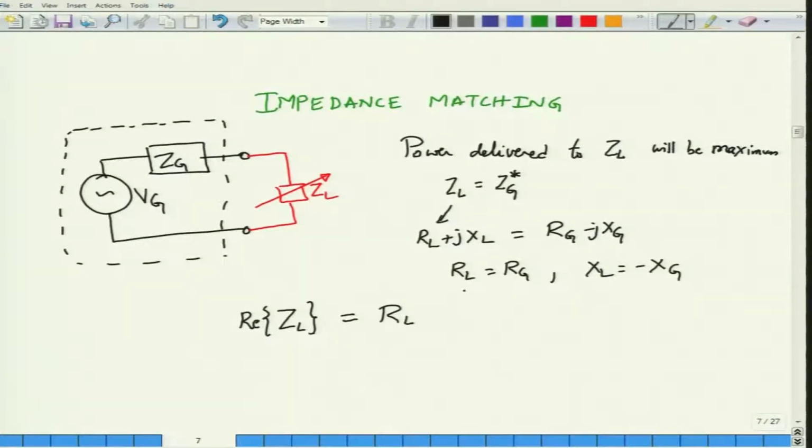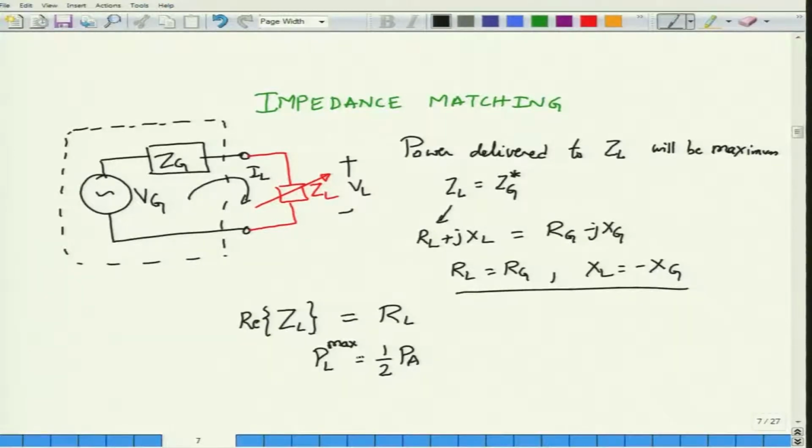So if you substitute the conditions of RL equal to Rg and XL equal to minus Xg, calculate what is the current and what is the voltage across this load. Current through the load is IL, and voltage across the load is VL, and if you calculate the power that is actually delivered, you will see that the power delivered will be half of the maximum power that is available from the source. So the power delivered under the max condition, or the maximum power delivered when Zg is not equal to 0, is equal to half the power that is available.